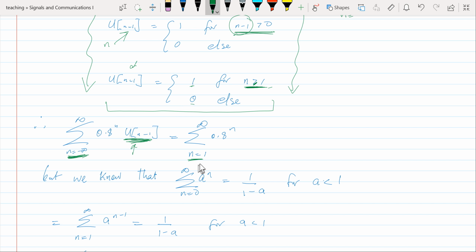Therefore, we are simply saying that the limits of summation will change from being minus infinity to this limit that we have just found here, which is n equals 1. So our expression changes from having the function u[n] to only having the limits changed from minus infinity to n equals 1.